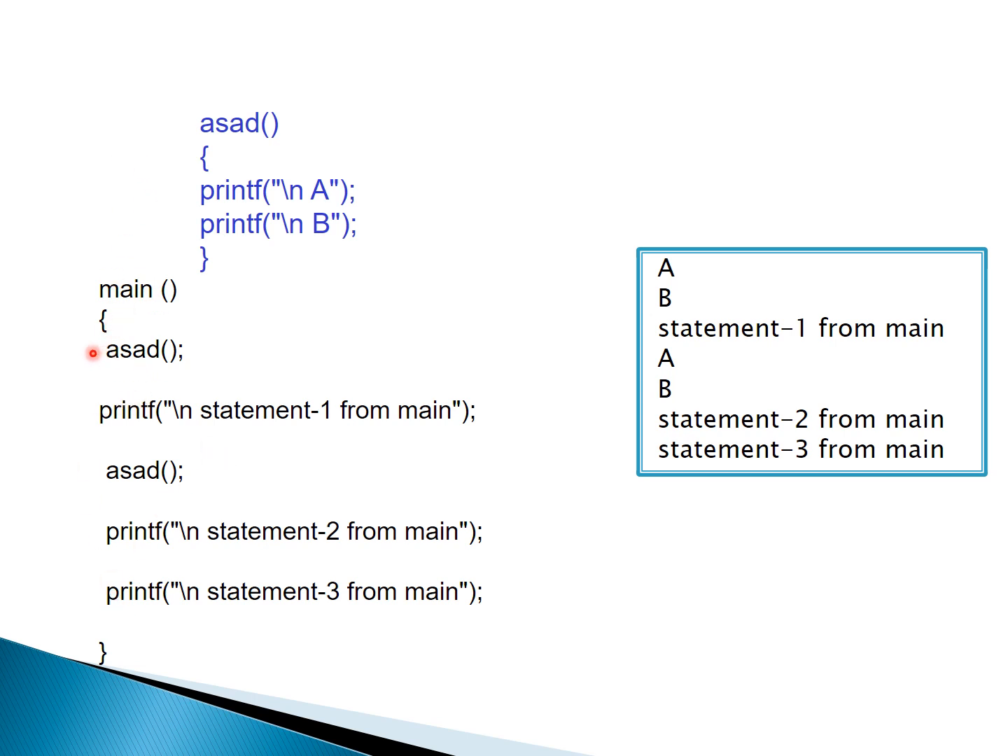So the first statement is to call the asset function. So asset function is called. So the first statement in the main function is asset function call. So the control will come here and A will be printed.